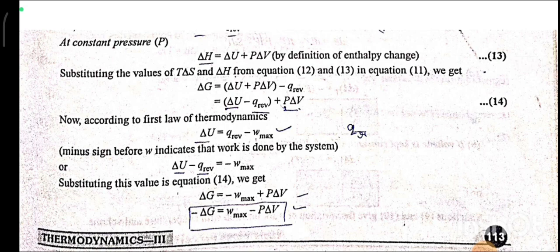Substituting the value of T delta S and delta H from equation 12 and 13 in equation 11, we get delta G is equal to delta U plus P delta V minus Q reversible. Then rearranging the equation, we get delta U minus Q reversible plus P delta V. This is equation number 14.